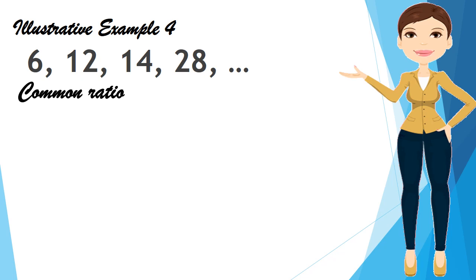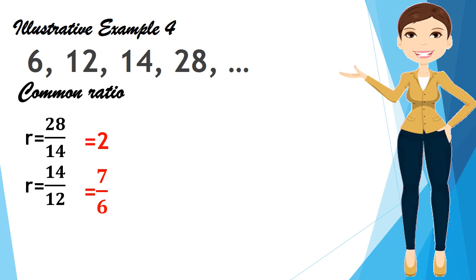So we have 28 divided by 14. The answer is 2. Then 14 divided by 12. The ratio is 7/6. And then we have 12 divided by 6. We got a ratio of 2. As you can see, the ratio of the first two terms is not equal to the second ratio, and that is not equal to the third ratio. So therefore, the given sequence is not a geometric sequence.